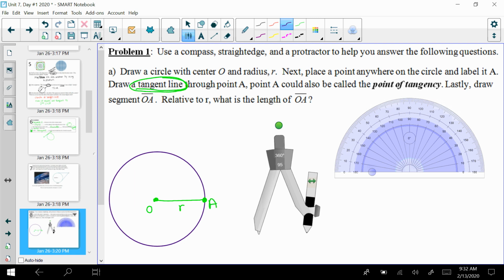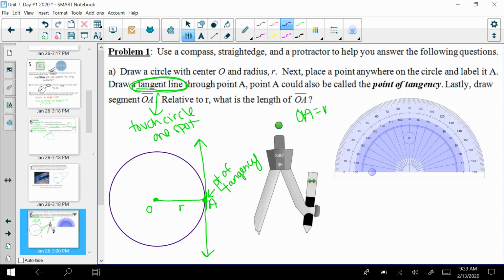So the tangent line from the previous page has to just touch the circle in one spot. So it's just going to touch it at point A. So if I want to draw a line that's going to touch at point A, it's going to look like this. So take your straight edge. You should be using your straight edge on that point too. This is called the point of tangency. It says relative to R, what is the length of OA? OA is R. That's equal to the radius.